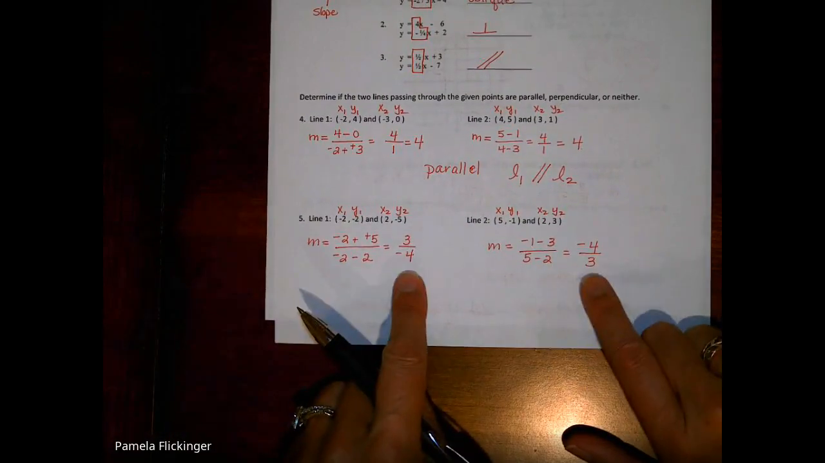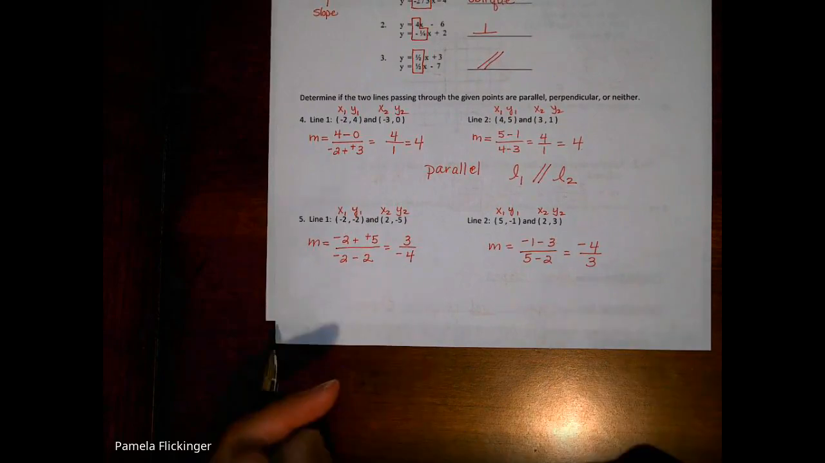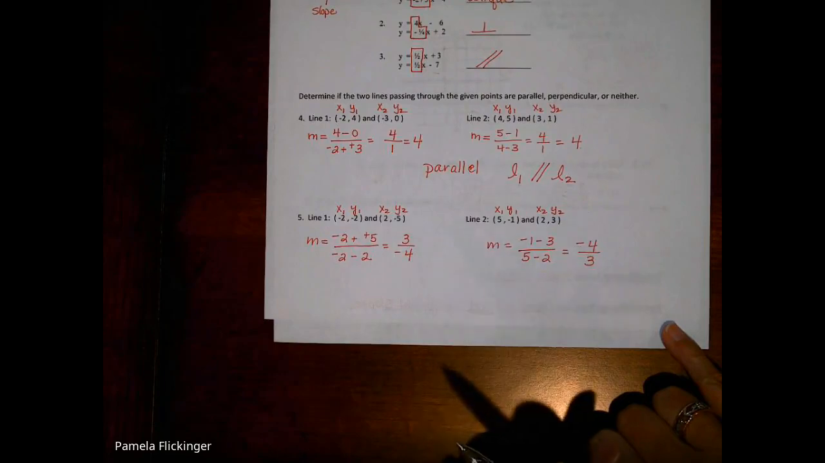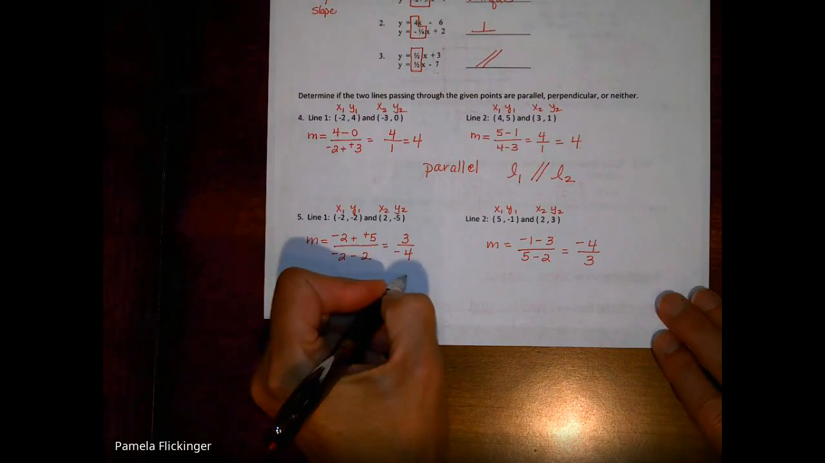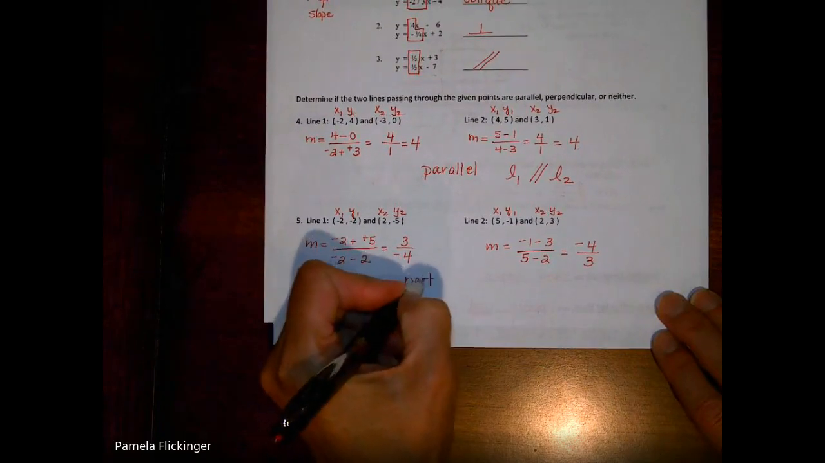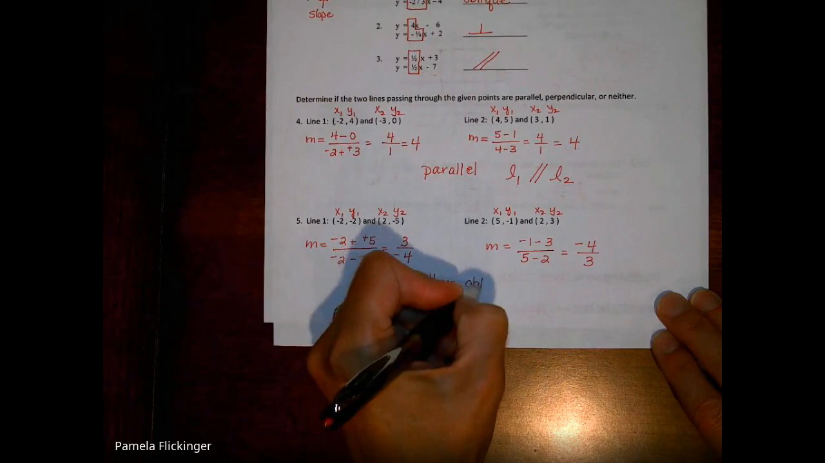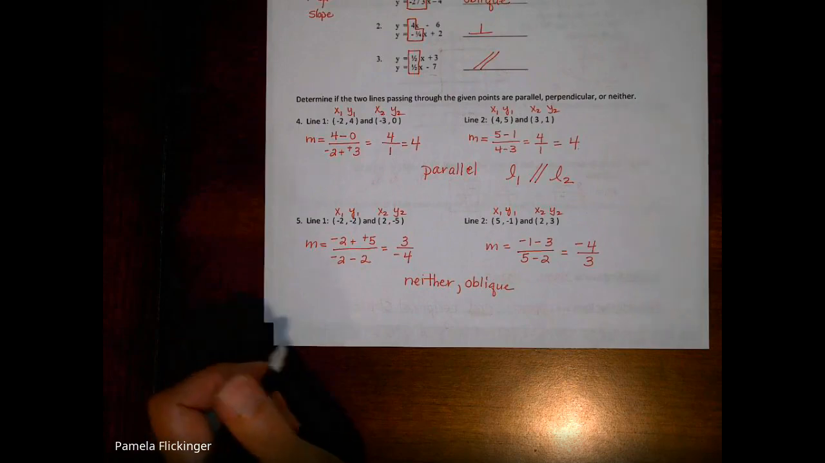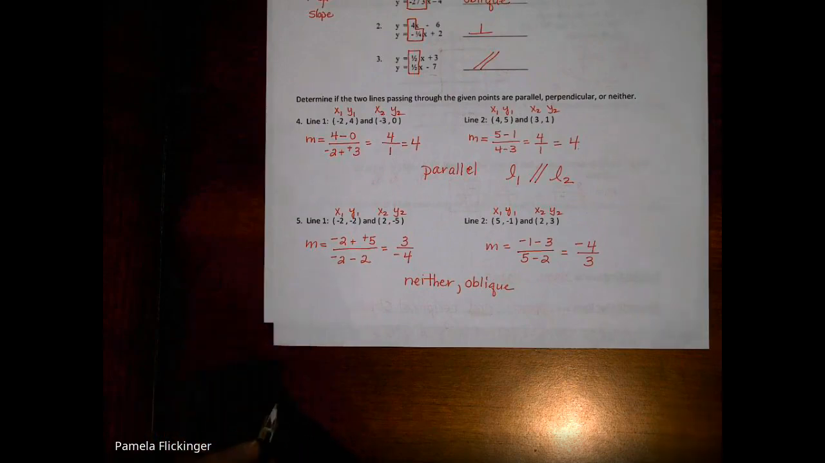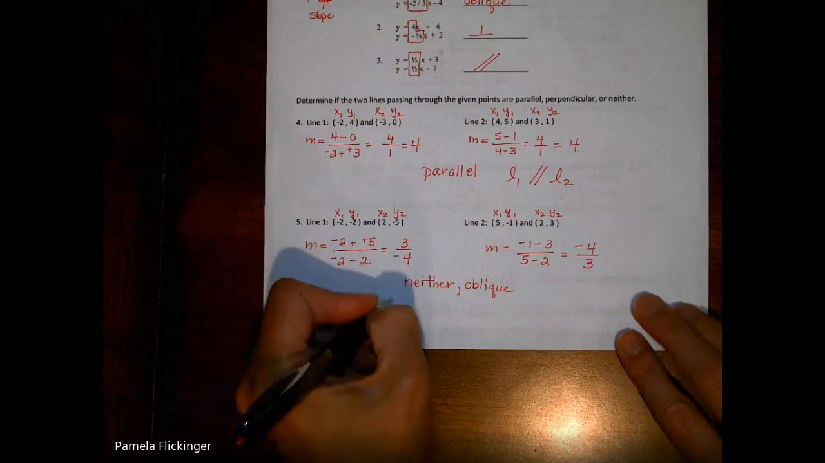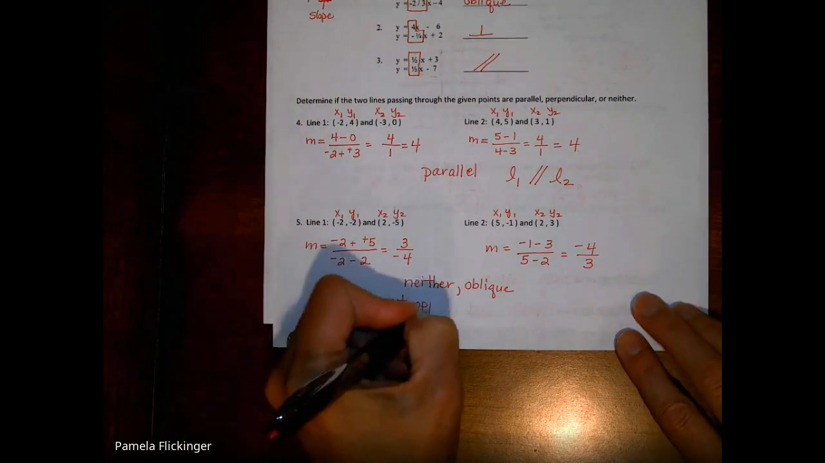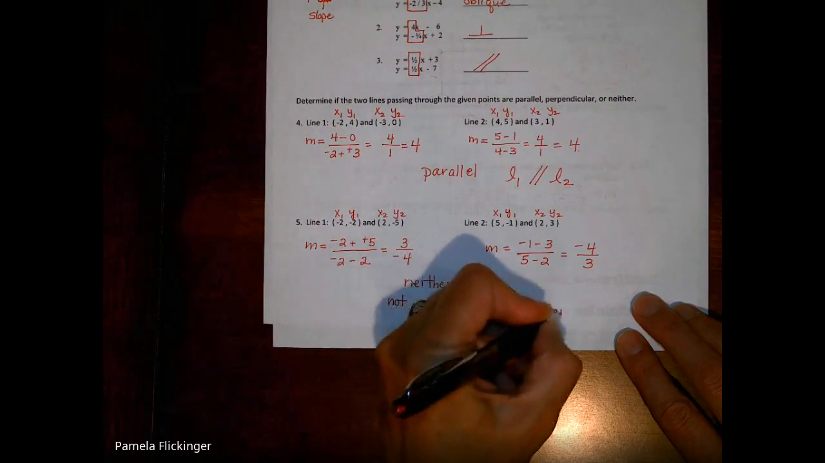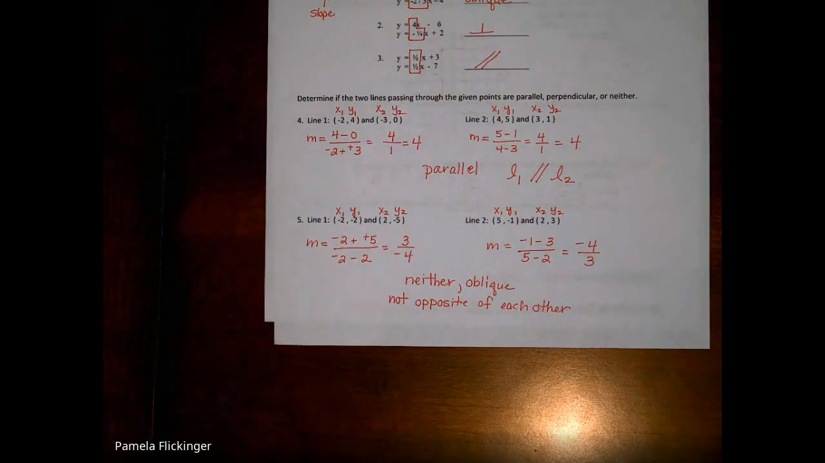So to compare them, obviously they are reciprocals of each other, but notice that they are both negative. So they are not opposite each other. So these are neither, and the directions say to just say neither. All right, I'm going to add the word oblique because the question could be either one. They might actually say parallel, perpendicular, or oblique, or they'll say parallel, perpendicular, or neither. All right, now these are our notes, so I'm just going to write they are not opposite of each other. That's why they are not perpendicular.